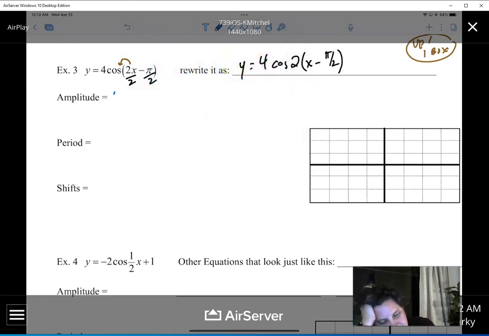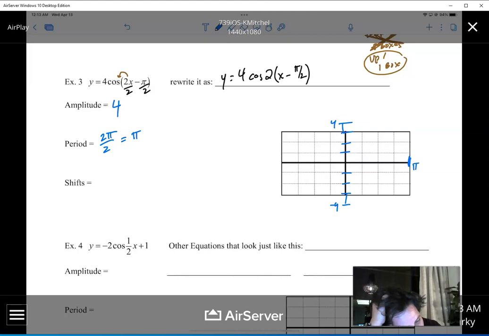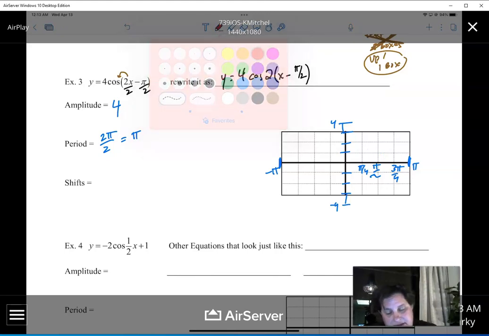My amplitude is 4. I'm just going to go up to 4 because why not? My period is 2 pi over b, so that's just pi. Pi divided by 4 is pi fourths. It's pi over 4, 2 pi over 4, 3 pi over 4. That one can reduce. Okay, so there I go. Now, before I do any shifts, let's go ahead and draw this as a dotted line.